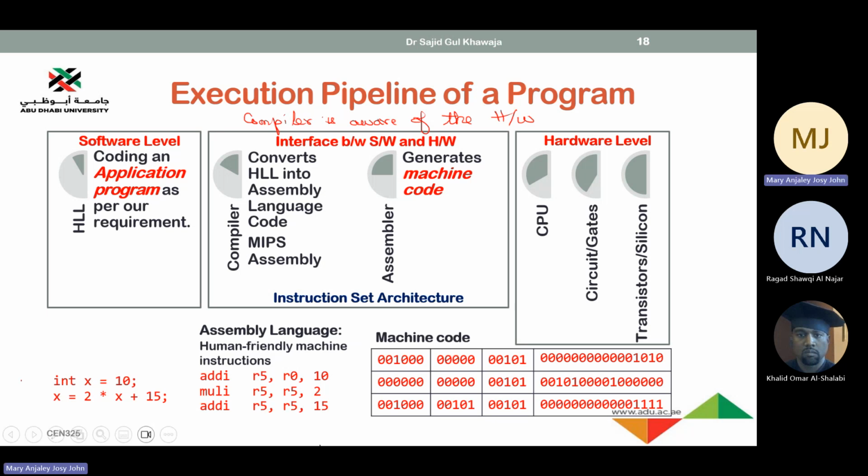Now, this one is an example of a high level language. We can type in an equation way. We give an integer and say x is equal to 2 times x plus 15. We can read it and we know it: it's 2 multiplied by x plus 15.